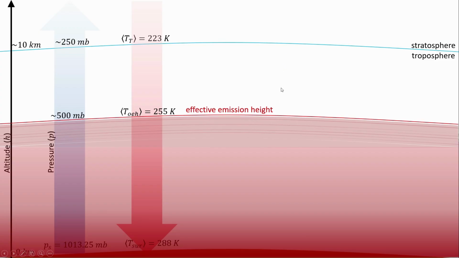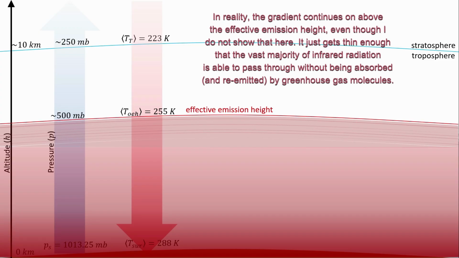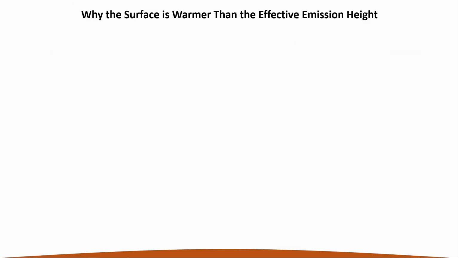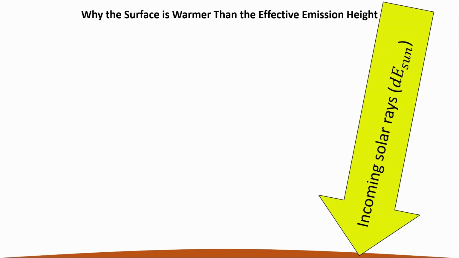But the effective emission height does not tell us where the carbon dioxide in the atmosphere actually stops. It just tells us where the carbon dioxide concentration is going to be low enough that anything that's emitted from the top here is not likely to actually get captured again by another carbon dioxide molecule. And so this also explains why the surface is warmer than somewhere further up in the atmosphere, because again, we have that incoming solar radiation.